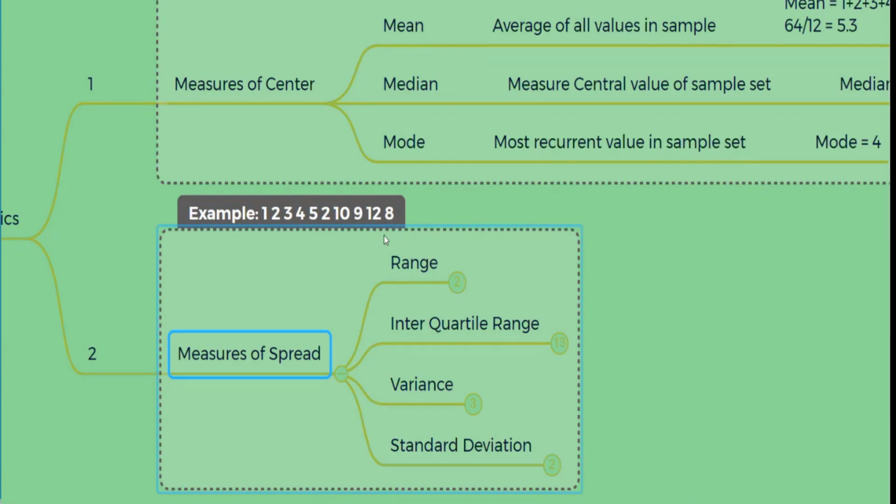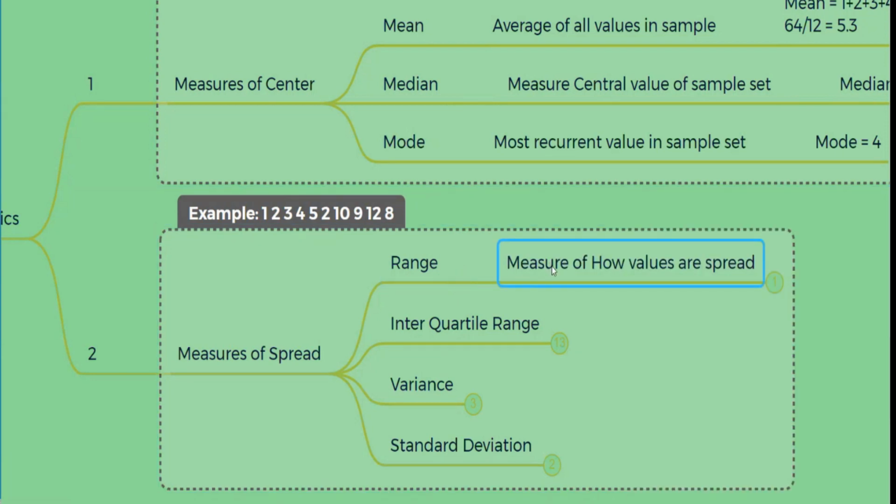How do we find the range from the data? First the minimum value. If you check, 1 is my minimum value. Similarly, for the maximum value, 12 is my maximum value. The values between 1 and 12 we call the range. From one end to the other, the values are placed. Here it is clearly mentioned: a measure of how values are spread.